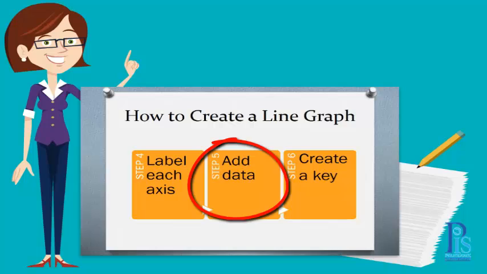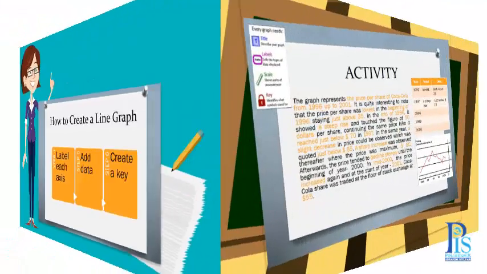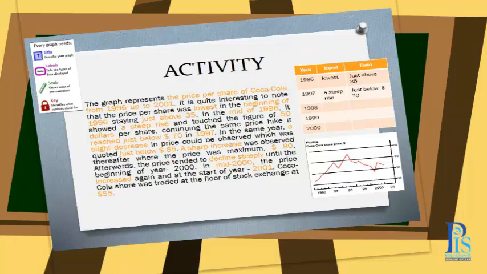Next, you need to add data. Data for a line graph is usually contained in a 2-column table corresponding to the x and y axis. Lastly, do not forget to create a key that identifies what each line is by its color. If you are comparing multiple items, do you still remember the function of a line graph?